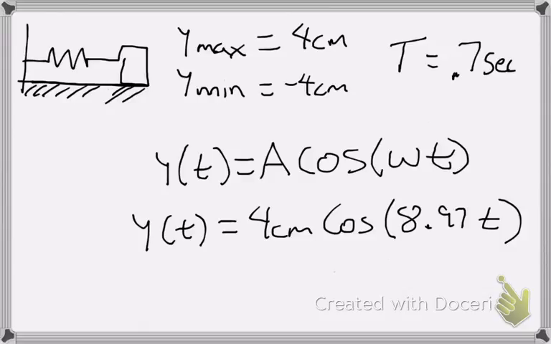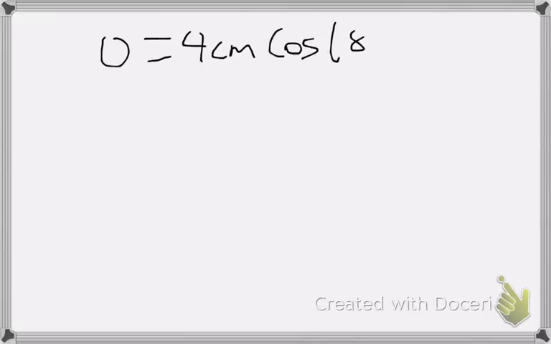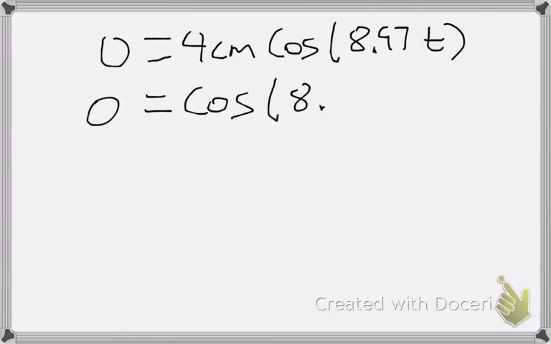Now, our question was, how long does it take to go from 4 centimeters to 0 centimeters? So what is t when y equals 0? I'm going to rewrite this a little bit. That means we have to solve this equation for t when y equals 0. Let's put it on the next page. This is very easy to solve. If you remember some basic trig, if I divide both sides by 4, then I still have 0 on the left, and on the right, cosine of 8.97 times t.